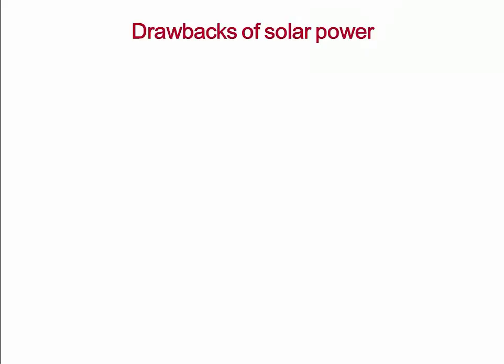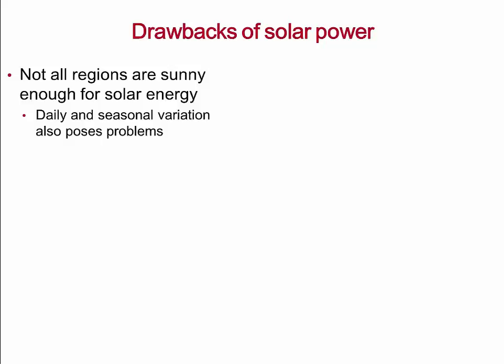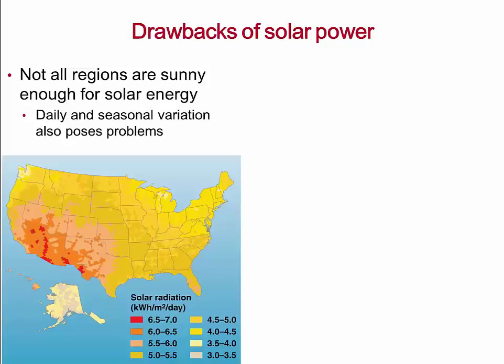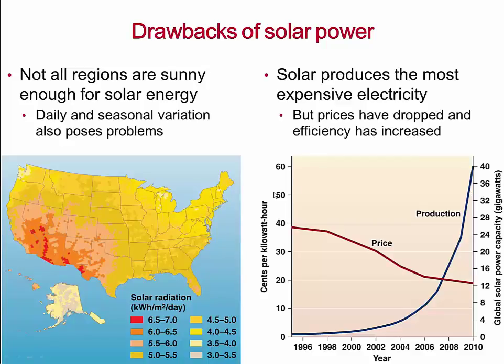There are, of course, drawbacks. If there were not drawbacks, we would all be using solar power. Not all regions are sunny enough for solar energy. So obviously for solar energy, there needs to be plenty of sun. And all the daily and seasonal variation in the amount of sunlight available poses a lot of problems. This is the amount of solar radiation in different parts of the US, and there are some regions that receive plenty of radiation, and these are regions where lots of solar power panels are being set up.